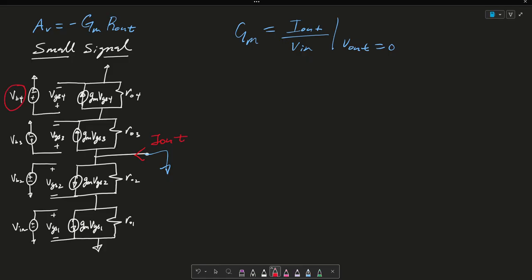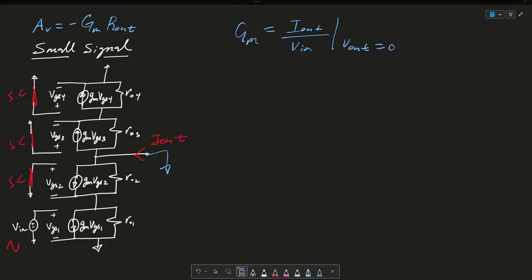These bias voltages all go to ground because, since we're dealing in AC, a battery source is looked at as a short circuit. So this is short circuited to ground, this here is also short circuited to ground, and this is also short circuited to ground. But this V in, since it's an AC signal, is not short circuited to ground. Okay, so I out over V in when V out is equal to 0.